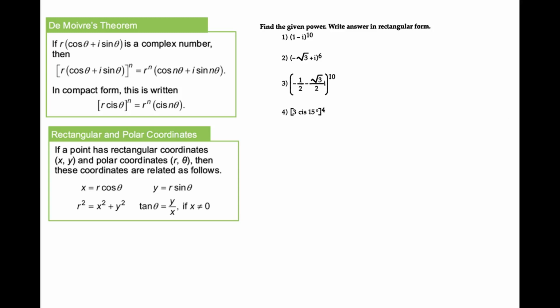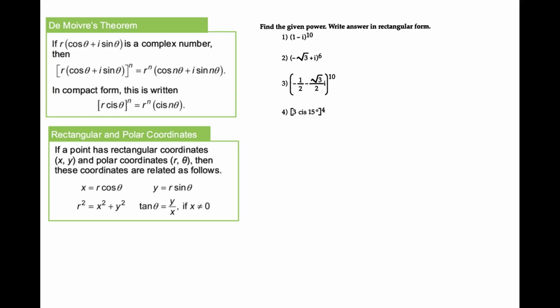In the following examples, we are given some complex numbers. The first three are in rectangular form, and the last one is in polar or trigonometric form. What we're going to do is find the powers that we're being asked to find. Find the given power, and then write our answer in rectangular form.